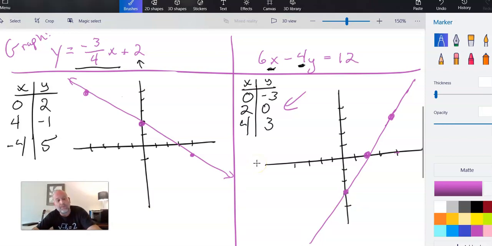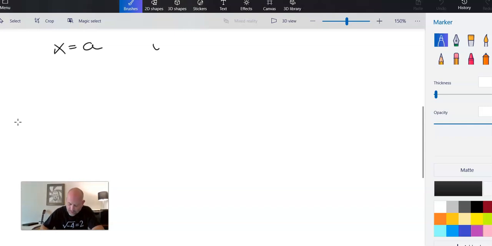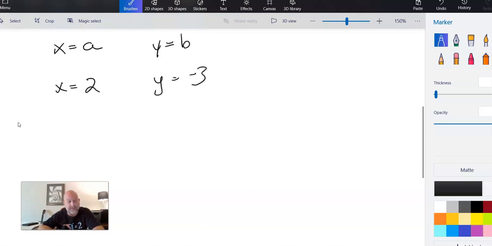Now, we have one more thing to look at, and that's the case where you have things that look like this. Either x equals a or y equals b. A and b are numbers in this case. So it's something like x equals, I don't know, 2, y equals -3. Right? These are separate equations. These are not the same equation. These would not be the same problem at all.